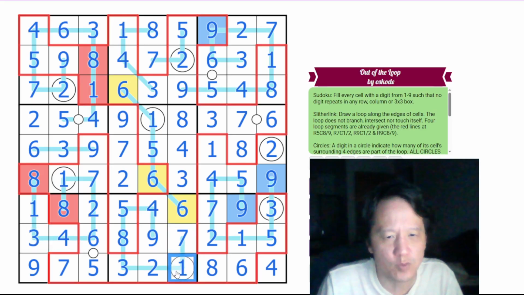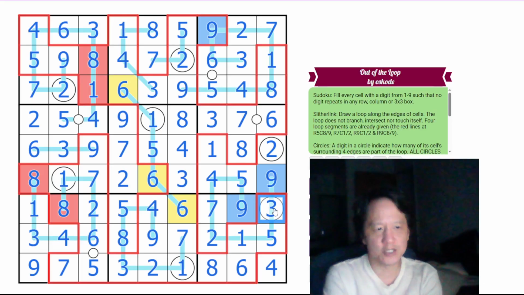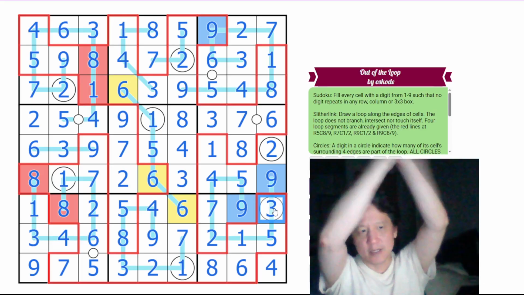This 1 has 1 Slitherlink around it. This 2 has 1. This 3 has 2. And this 1 has 2 Slitherlinks. This 2 has 3. And this 3 has 3. And that shows that works.